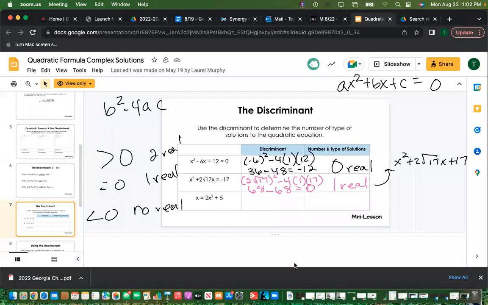Remember, you've got to make sure that it's in standard form first. So we're going to move that x to the other side. So this is going to give me 2x squared minus x plus 5. I'm going to substitute into that b squared minus 4ac formula. So this is going to give me negative 1 squared minus 4 times 2 times 5.